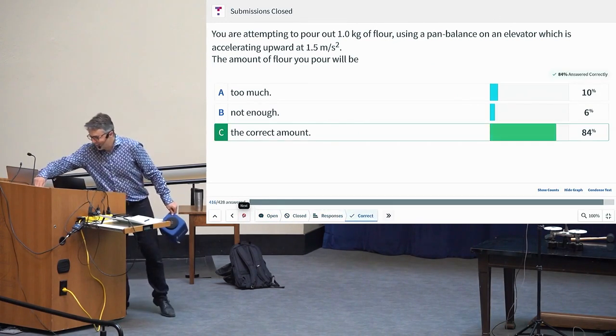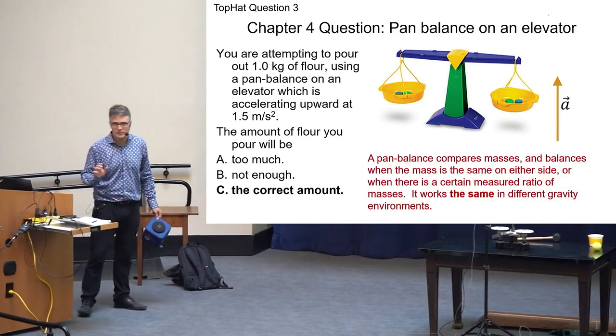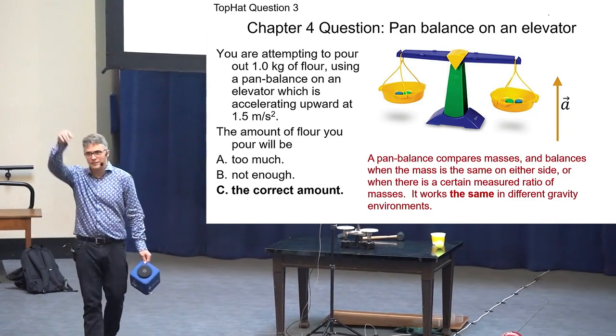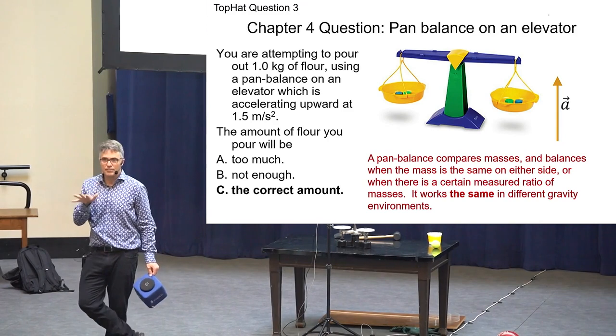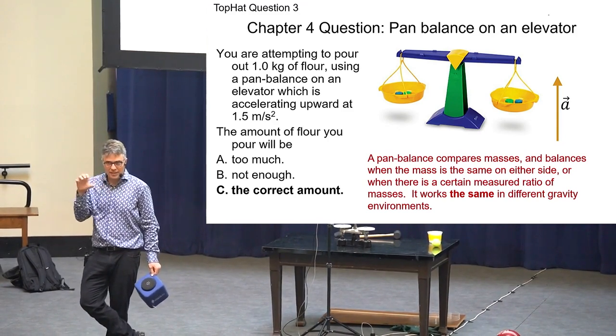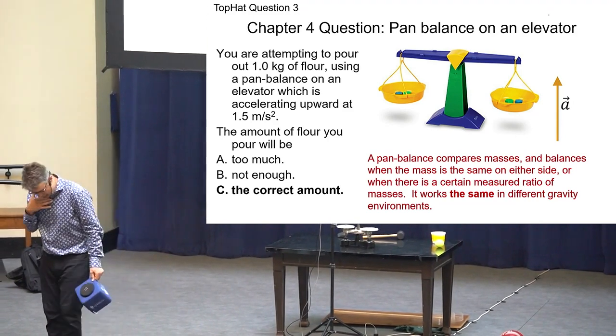I guess, again, my reasoning here is now we're comparing actual masses. That's what a pan balance does. It's comparing the mass on either side. You could have just gravity pulling down. There's normal force pushing up. But since they're both accelerating upwards, I think you're just going to keep pouring flour until there's the same amount of mass on both sides.